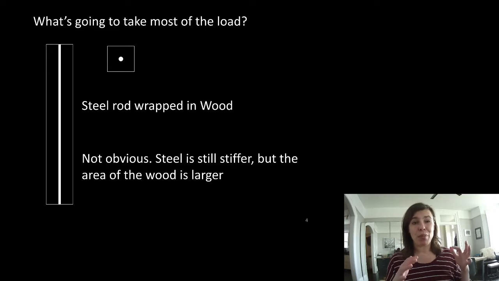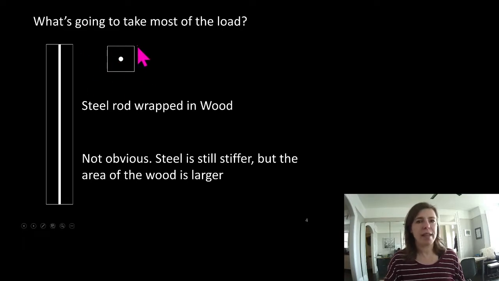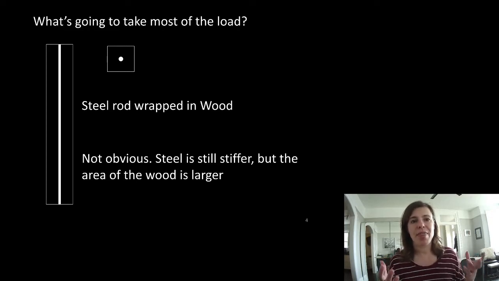I'd have some predictions, I think maybe the steel might take more of it, but they haven't told us what these areas are. But looking at it visually, I'm going to guess more is going to go to the steel, but it might be somewhere around 50%. The point is, it's not obvious when we're talking about stiff things together. The Play-Doh is obvious, it's not that stiff. But the wood and the steel together, it's not clear to me.